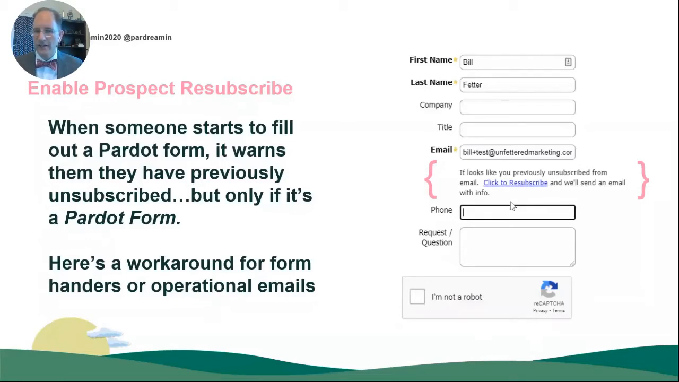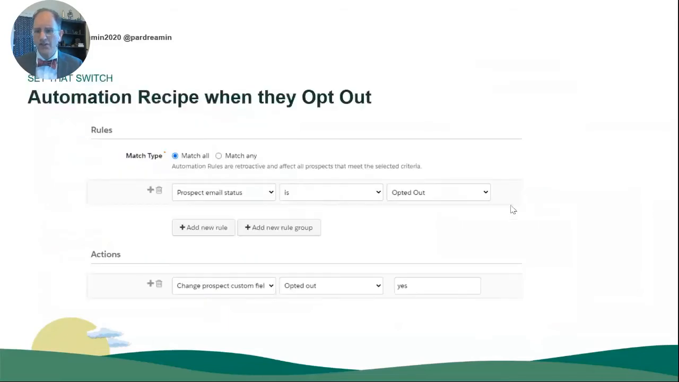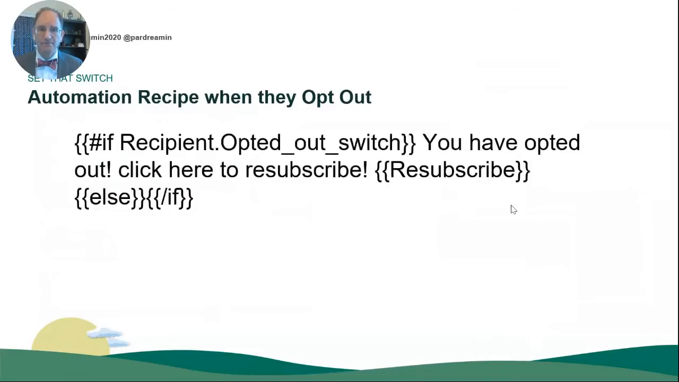But the problem with this is this only works on Pardot forms. It does not work on form handlers if that's the way that your organization works. So here's a workaround for using it on form handlers or operational emails. First of all, you have to create a special field to watch for if they're completely opted out, because there's no way to select this as a merge tag. So you create a custom field that's basically "somebody's opted out" and set that as yes. Then that's your switch field.